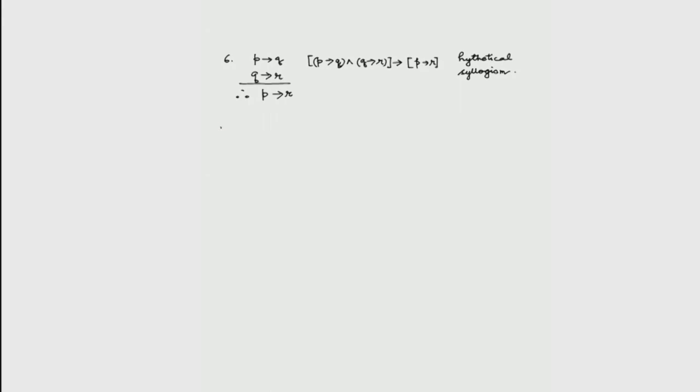Then seventh is P, Q, therefore P and Q. This is simply conjunction.